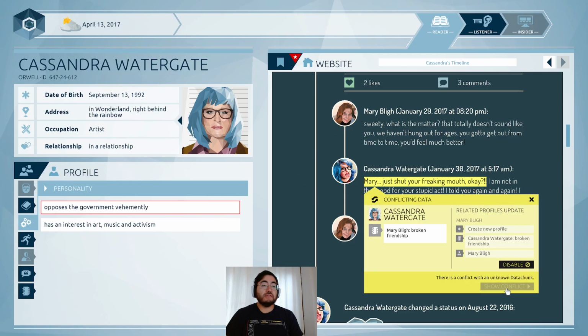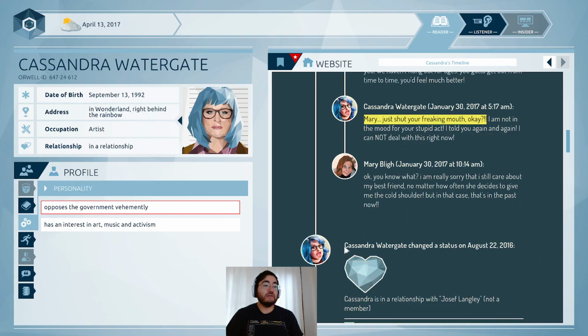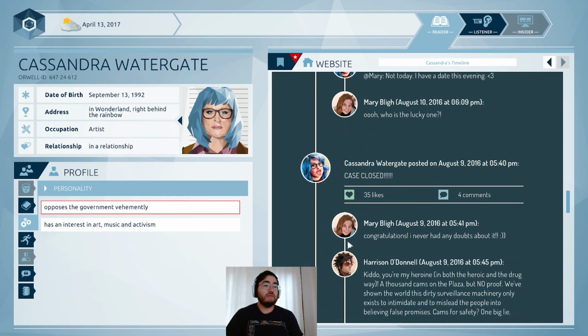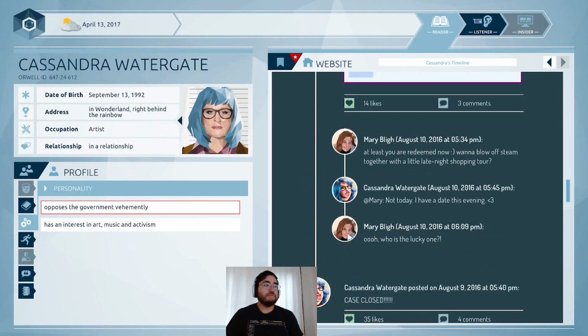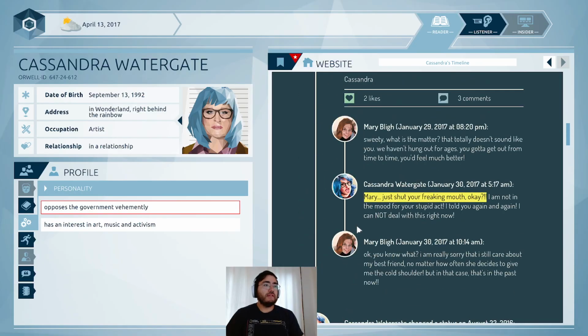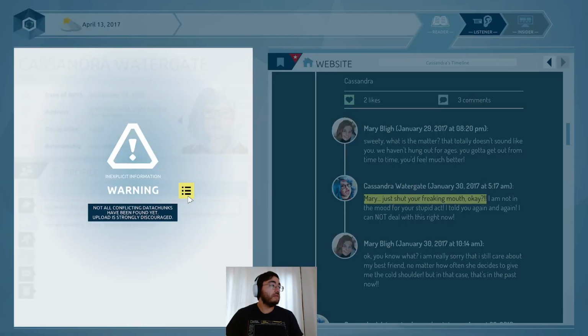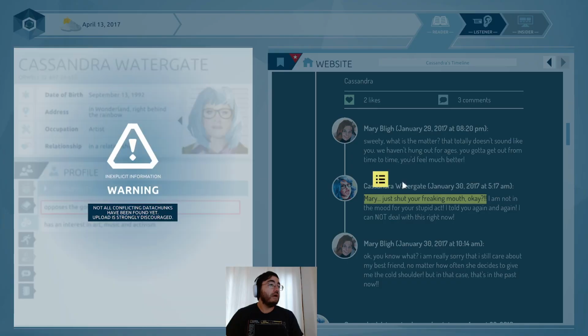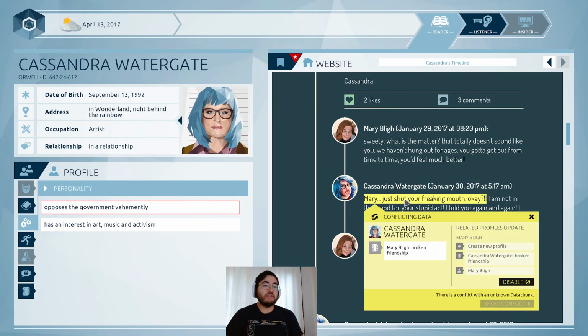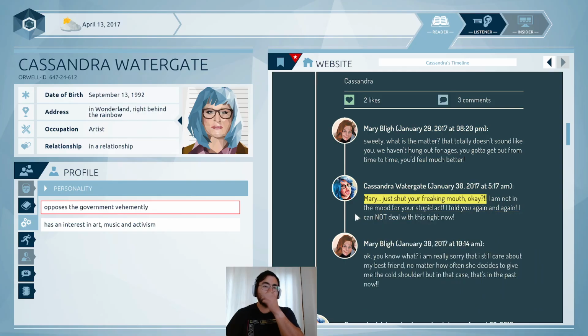What's the conflicting data chunk? With an unknown data chunk. Is there something else here? I don't know. Let's add this. Oh, okay. It says we haven't found the conflicting data chunk yet, so we shouldn't add this yet because it conflicts with something we haven't found yet. Okay.